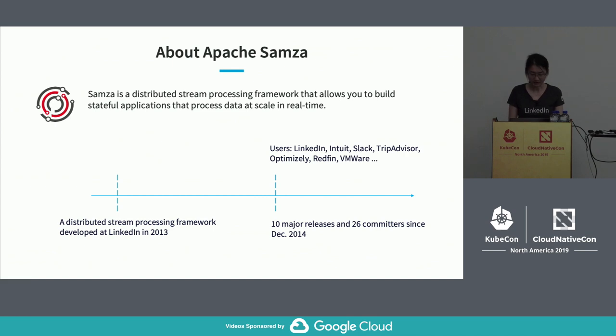So Samza is a distributed stream processing framework that allows you to build stateful jobs that process data at scale in real time. It was developed at LinkedIn in 2013 and has been widely used at LinkedIn and other companies like VMware, Slack, etc.